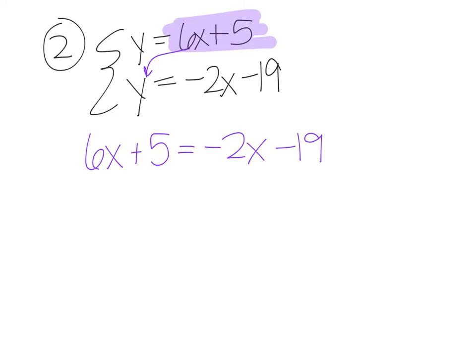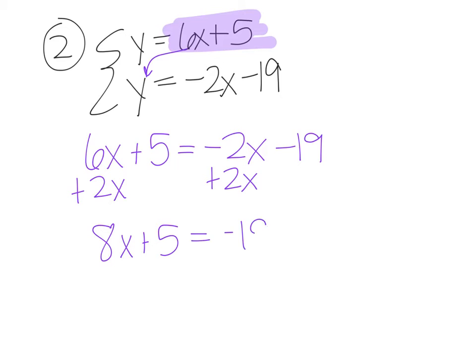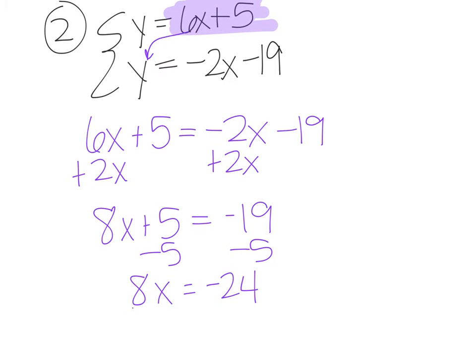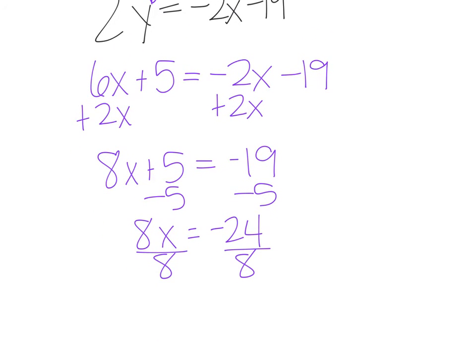And then you have to solve this. We've got to get the x's together. I'm going to move the negative 2x because it's smaller. You get 8x plus 5 equals negative 19. Subtract 5. 8x is equal to negative 24. And then divide by 8. And we get x is equal to negative 3.